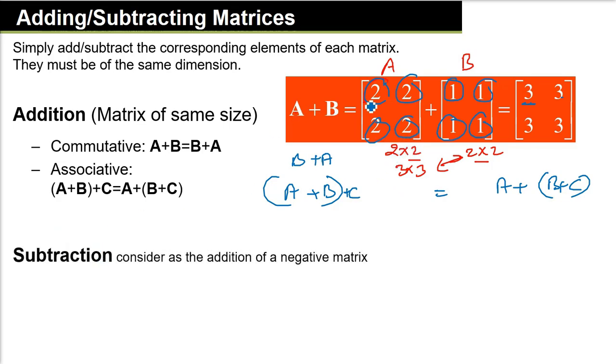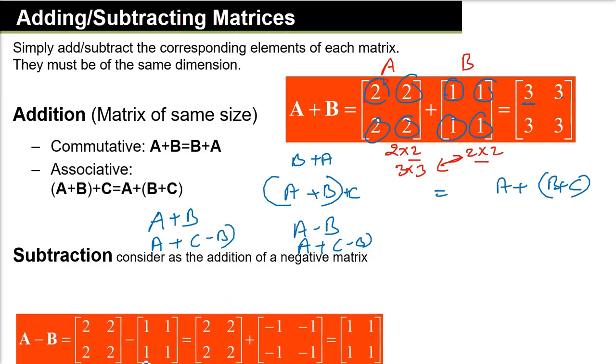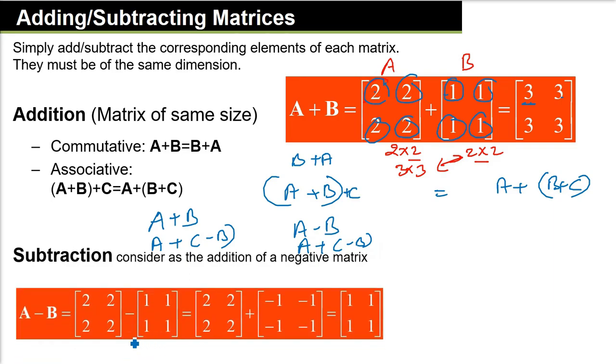What is subtraction? Subtraction is again the subtraction of the corresponding elements of two matrices of equal dimension. But normally we don't subtract, we add the negative of the other matrix. That is, we don't do A minus B, we do A plus minus B. So A minus B is nothing but A plus minus B. I'll just show you. So we have two matrices A and B. Now we have to subtract. First we have to see whether the orders are same or not. The orders are same.